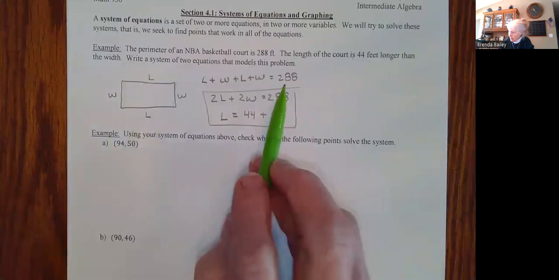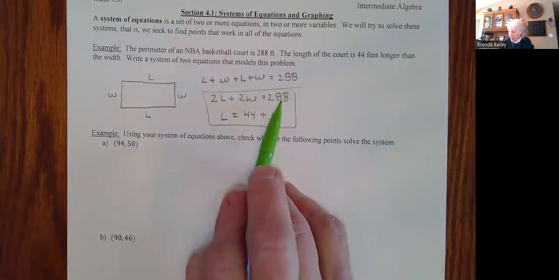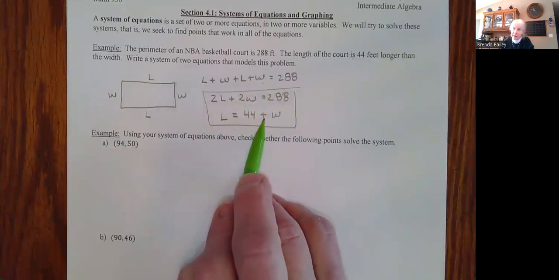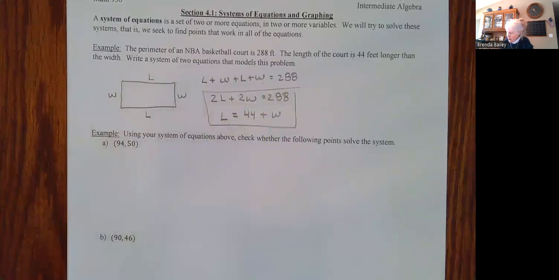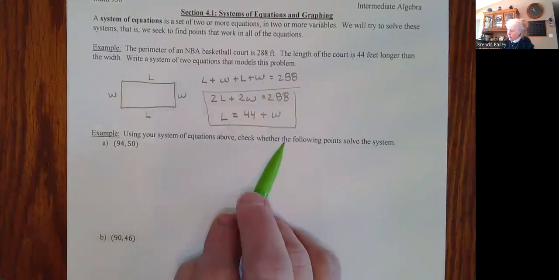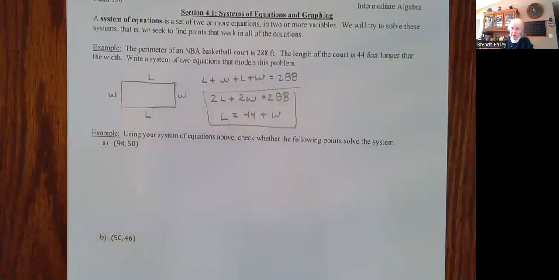Okay, so we've got the perimeter is 288 and the length is 44 longer, sometimes they say more than, W, the width. All righty, let's go to our next part here. We're going to use these equations. Using your system of equations above, check whether the following points solve the system.